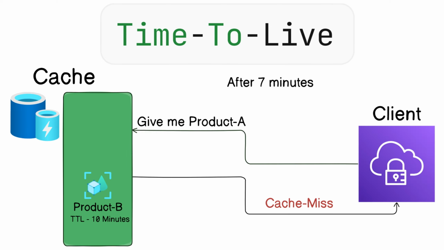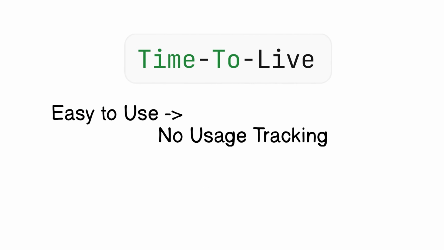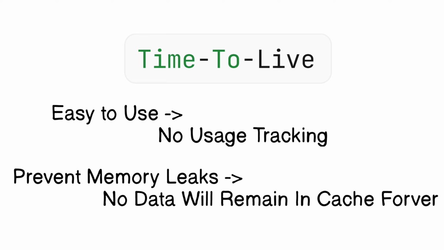Using TTL is super easy because it does not require usage tracking. It helps prevent memory leaks by removing the data after the configured time to live, so no data can remain in the cache indefinitely. But all that simplicity comes at a price. Suppose there are items which are very frequently accessed, but as soon as their TTL expires, those items will be removed from the cache, which is a big problem because it will result in a cache miss and another round trip to the database to fetch the data.